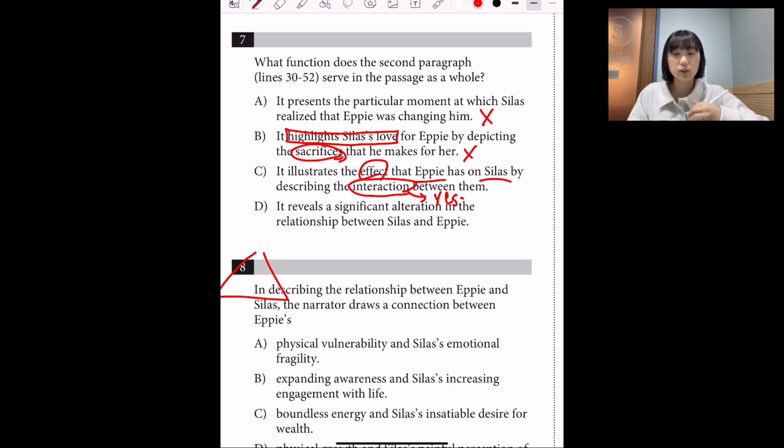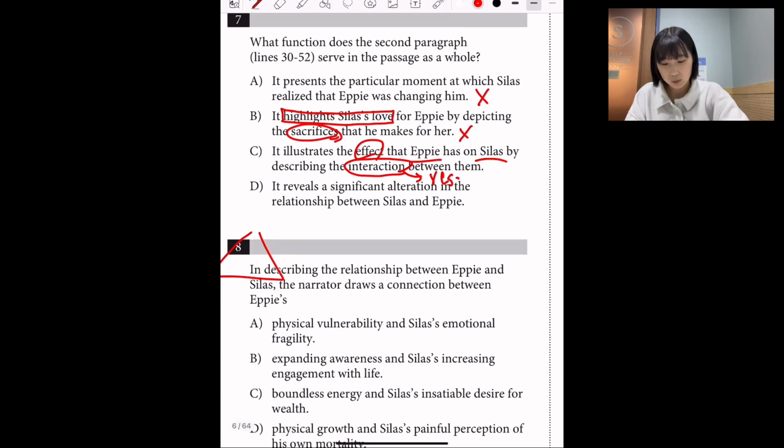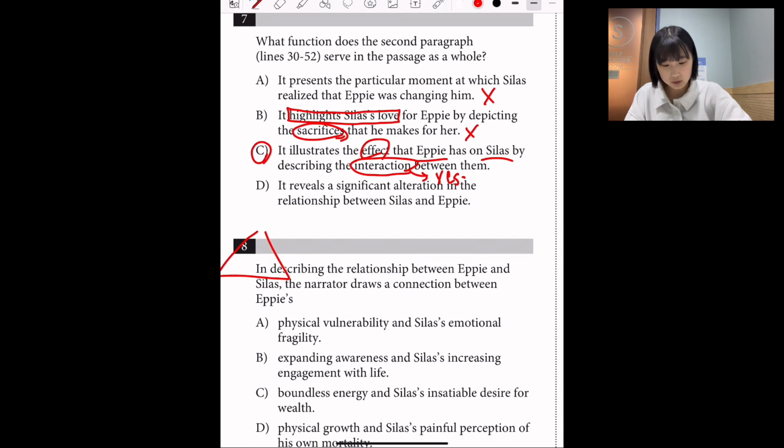As you can see, he's looking for a new future. He found a new engagement and new love for life, and this is clearly seen in the way he interacts with Epi in this scene. So in this paragraph, sorry, we're going to put C as the answer for now.